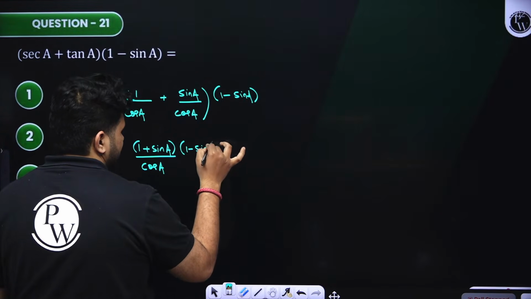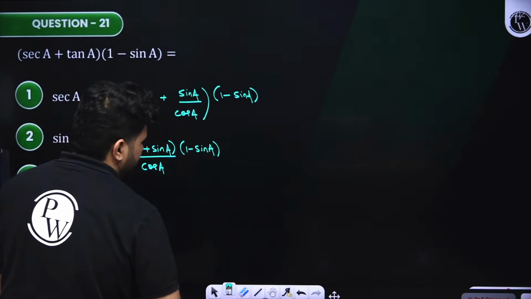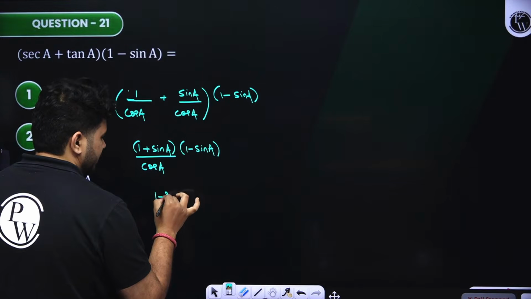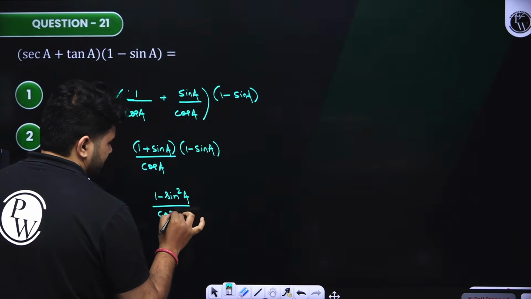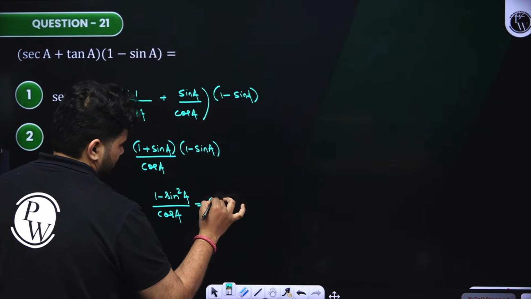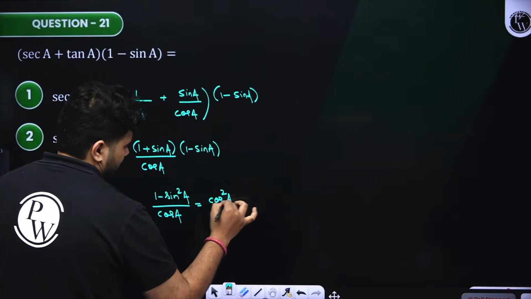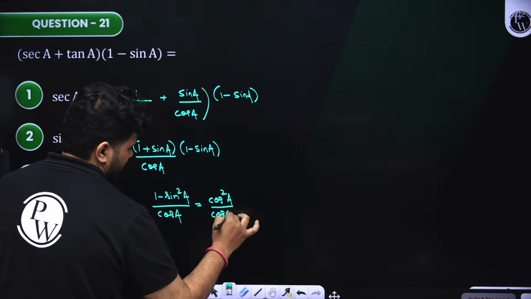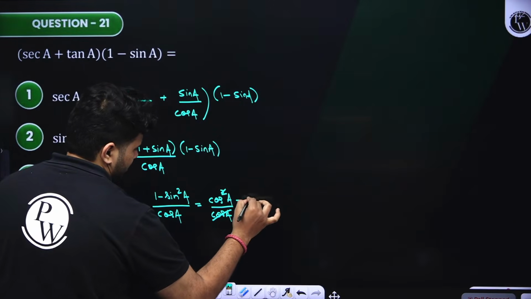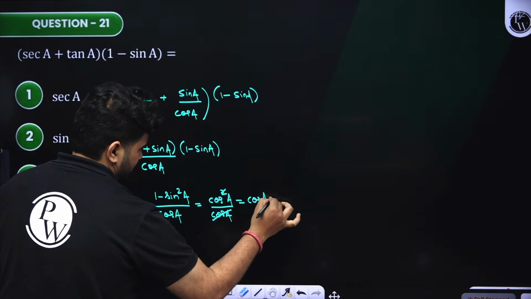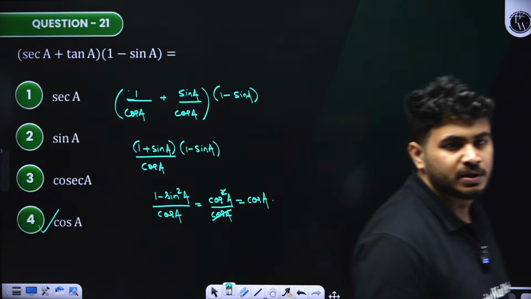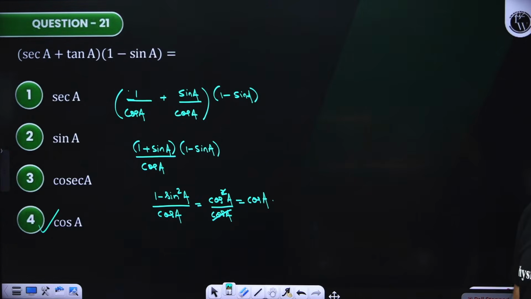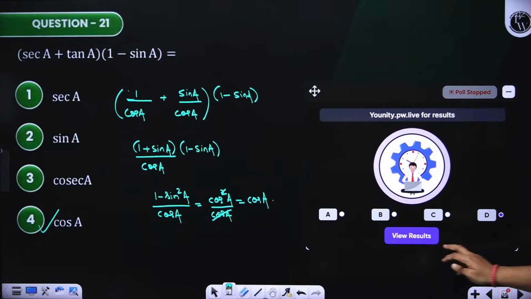So 1 plus sin A multiplied by 1 minus sin A is nothing but 1 minus sin square A divided by cos A. Now 1 minus sin square A is nothing but cos square A divided by cos A. So one cos A will get cancelled. Answer is cos A. So option 4 is correct. Super everyone. Nice. Option D is correct.